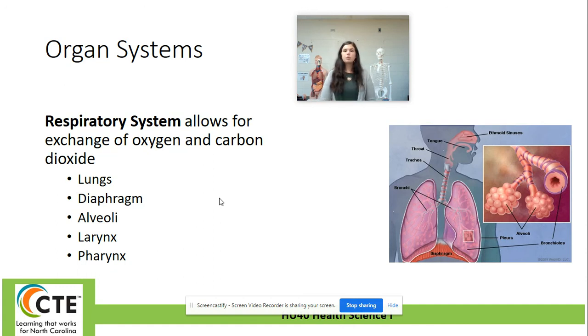Next, we have your respiratory system. And your respiratory system is what allows for that exchange of oxygen and carbon dioxide. So we breathe in oxygen, we let out carbon dioxide. Again, there are lots of organs involved in this system, but the most common ones are your lungs, your diaphragm, those alveoli, which are the little grape-looking structures on the screen there, the larynx and the pharynx.